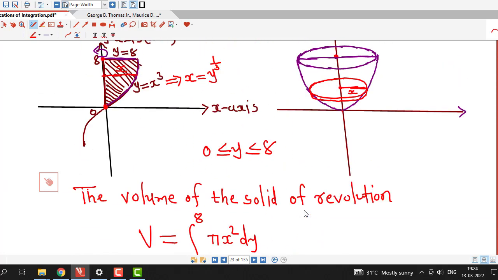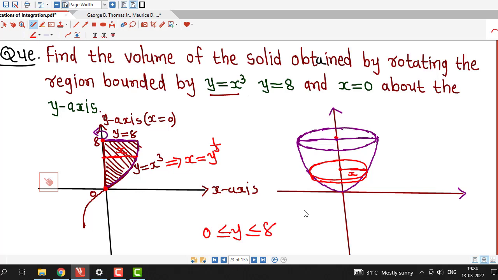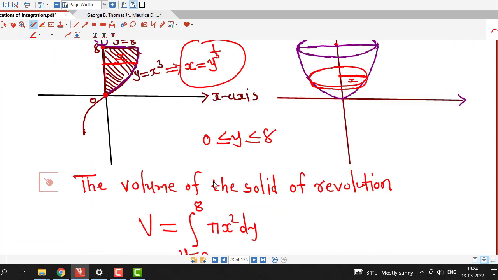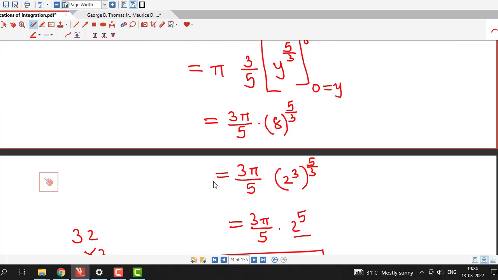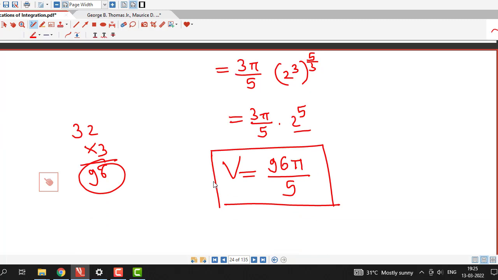So this is another example for the volume of solid obtained by rotating the region about the y-axis. Here rotation axis is y-axis, and therefore we have this type of circular disc with radius x, and we find out value of x from this, and we obtain that volume is equal to 96 into pi divided by 5. Okay, fine. So this is all about this session.